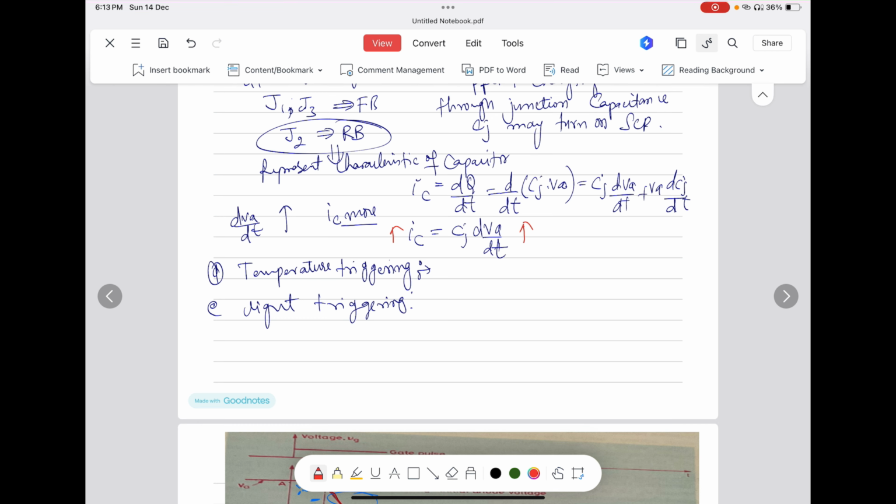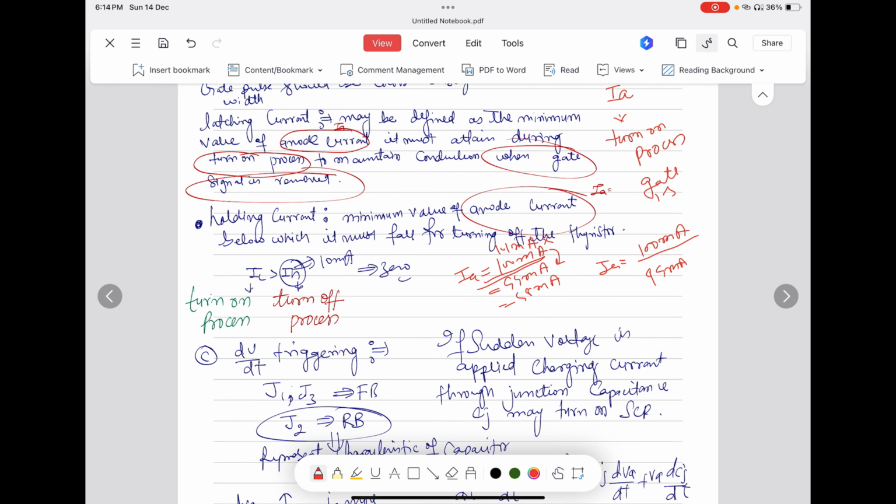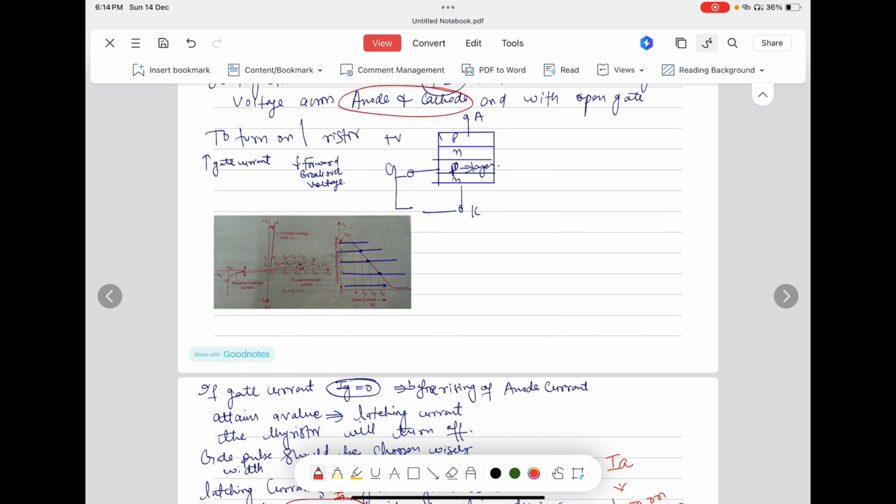Also we have temperature and light triggering, which is very simple. By increasing the temperature, we can trigger the SCR, and also with the help of light we can trigger it. So these are the points which are very easy to remember.